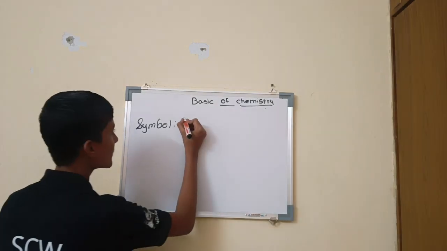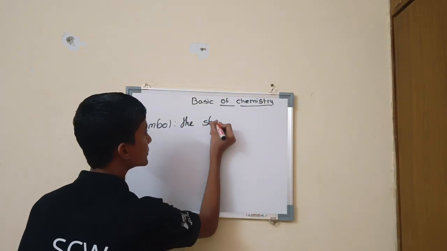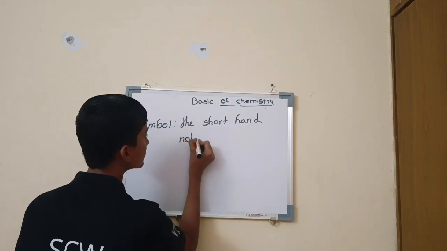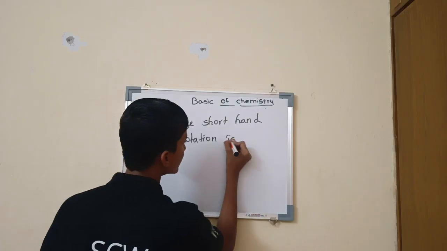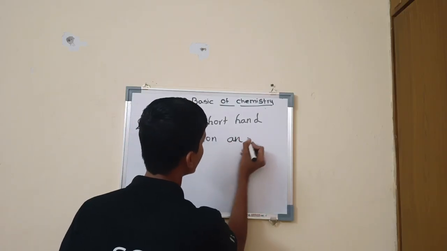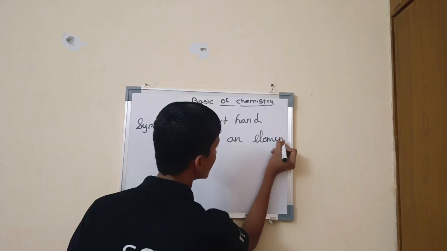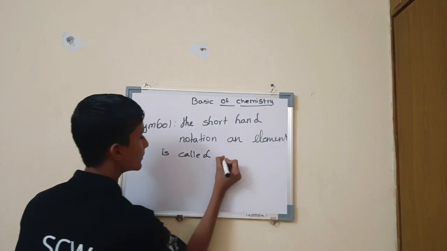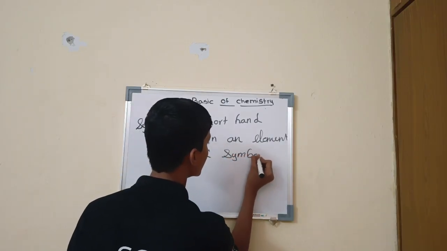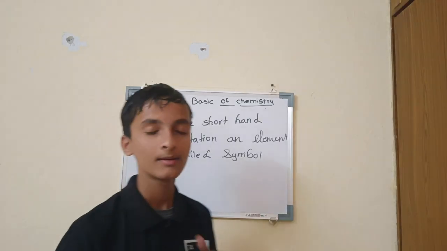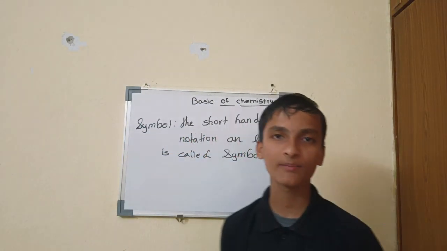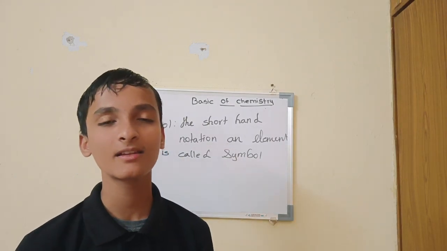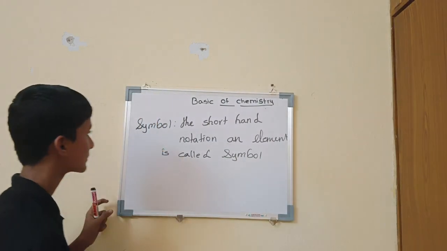The shorthand notation of an element is called symbol. Symbol is classified into two types. One is single letter symbol, another one is two letter symbol.